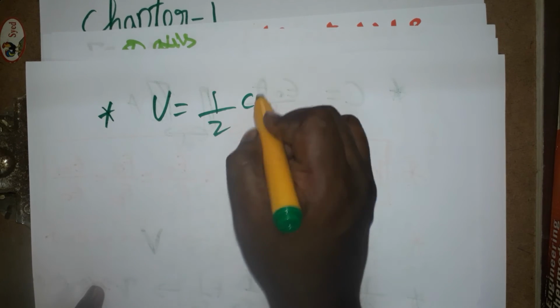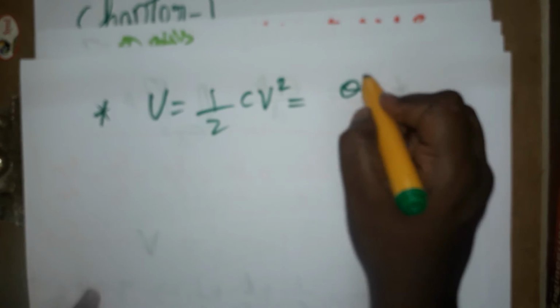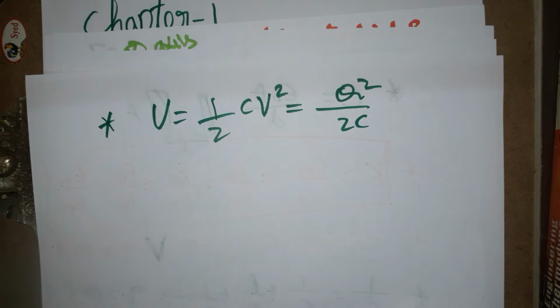Okay, the energy in a capacitor. There are two formulas: half CV square, otherwise Q square divided by 2C. Any formula you can use. What is the energy stored in a capacitor.